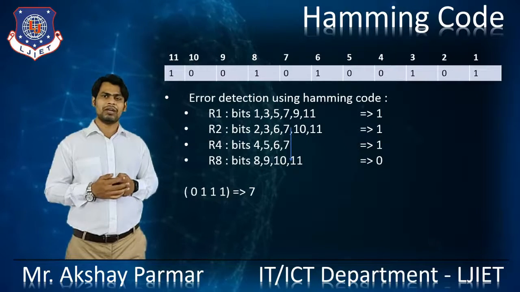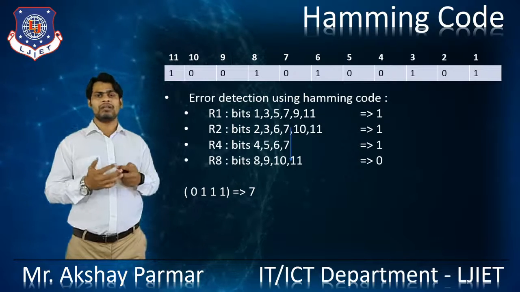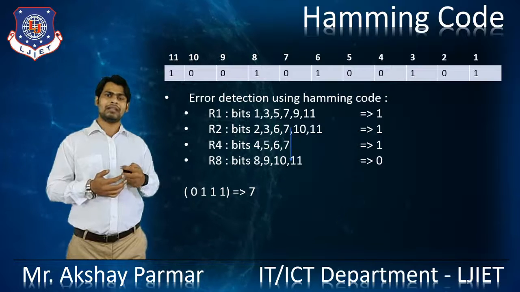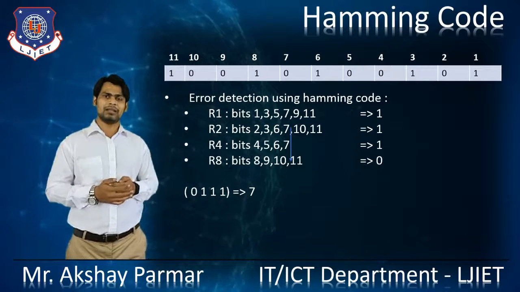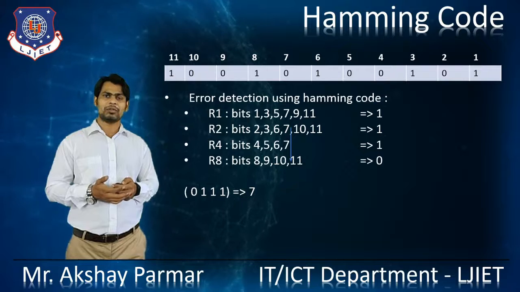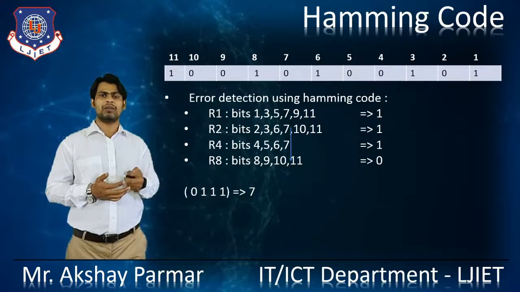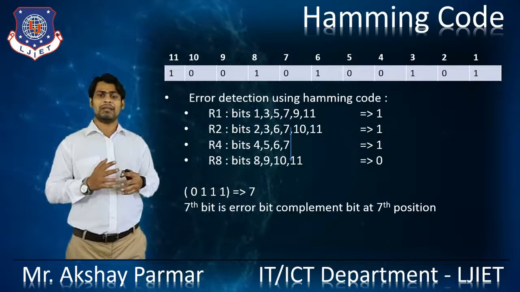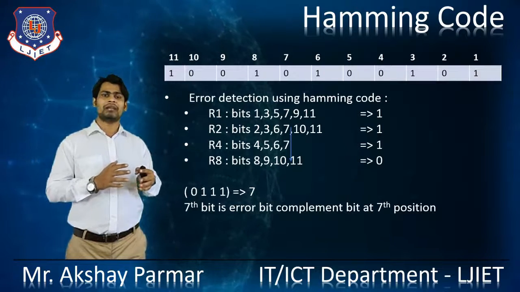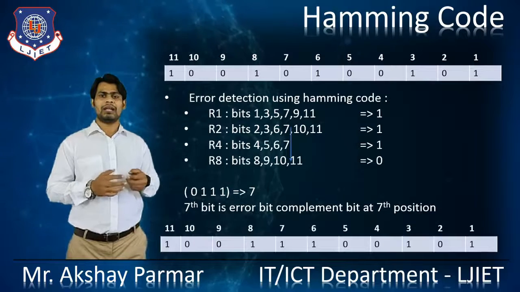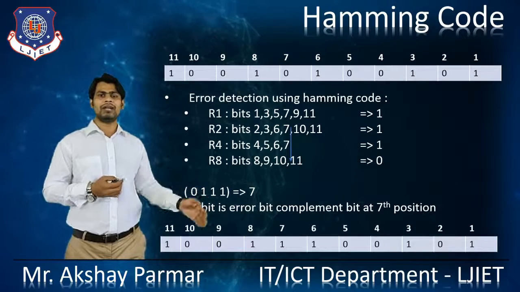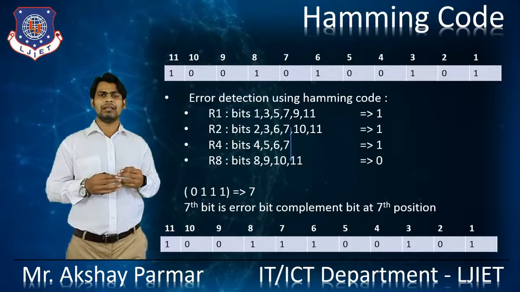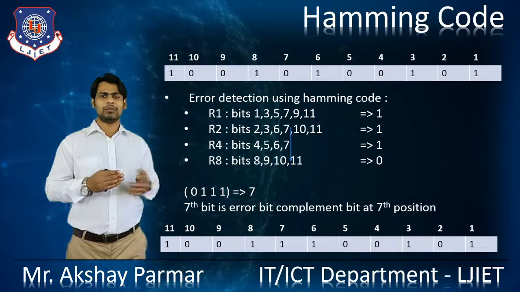So what is the possibility of the actual value? In binary code the value is 0 or 1. So if we are getting 0 at the 7th position and it is erroneous, the only possibility is that the sender has sent 1 at the 7th position, right? So at the 7th bit the error bit is complemented, and we are getting the value 1 at the 7th position. So that's how we are detecting and correcting the value at the 7th position, right?